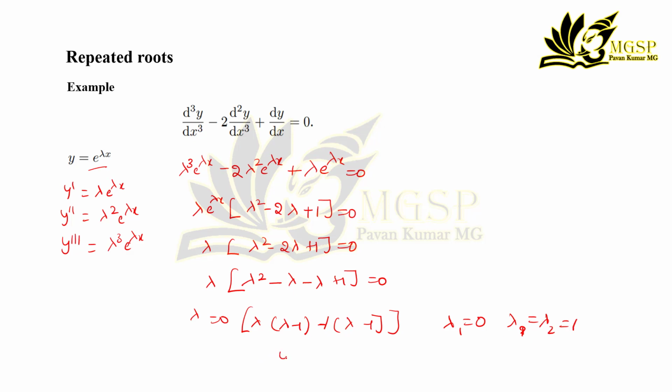So in this case, the general solution will be c1 into e power 0 plus c2 into e power 1x plus c3 into x into e power x. This is 1x. So you can see here, since the roots are the same, meaning roots are repeated, we will be having the expression in this form.